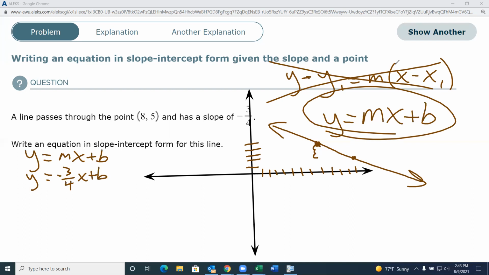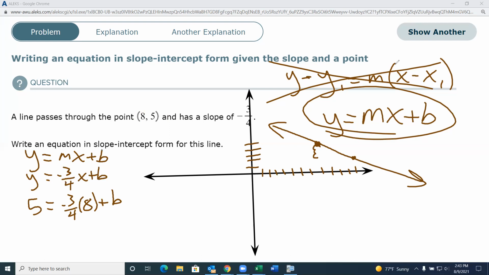Cool. And now what about, so all we got to do is figure out the y-intercept, the b, and then we're done. Well, they give us this point here, and that point says that whenever x is 8 for this particular situation, y must be 5. It just has to be. So I could say, if I replace x with 8 and y with 5, then those two go together. They're an ordered pair.